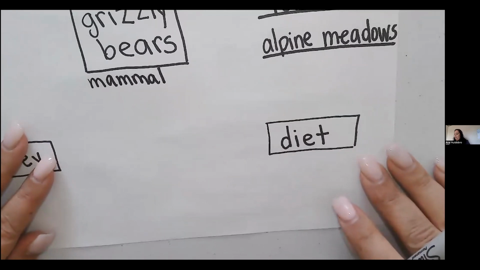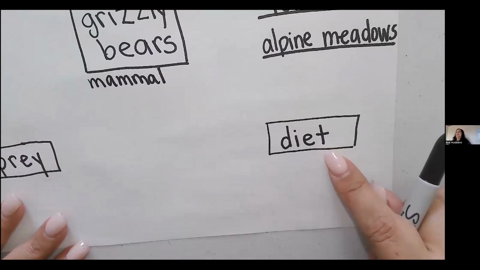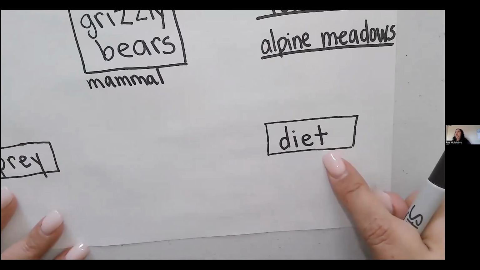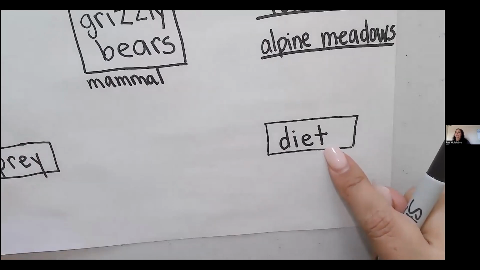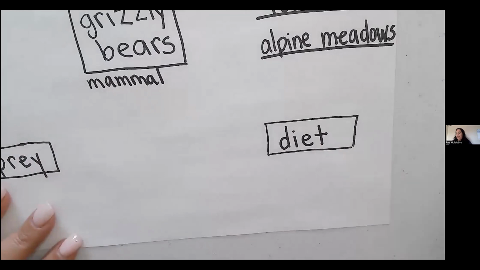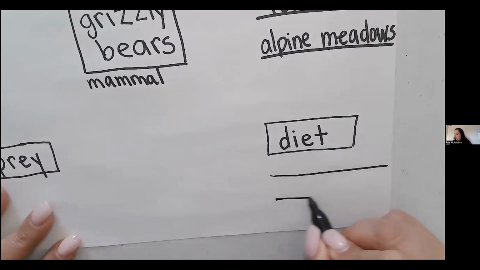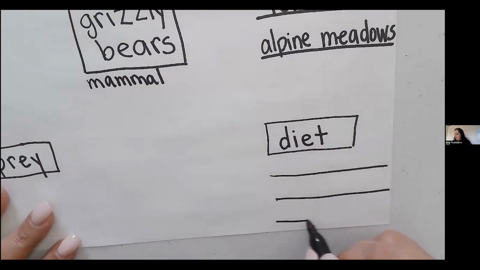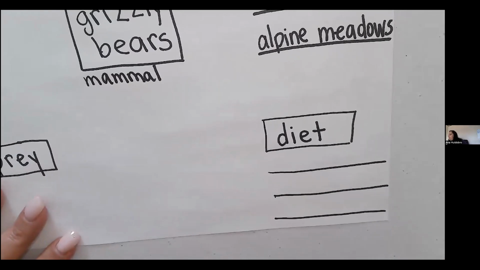We're going to talk about what grizzly bears eat. Now, diet is a tricky word because it could definitely be used as a verb. So if you hear someone say, I'm dieting, it's like you're trying to lose weight. But also a diet can simply be what someone eats or what an animal eats. So diet, we're going to see what grizzly bears eat.